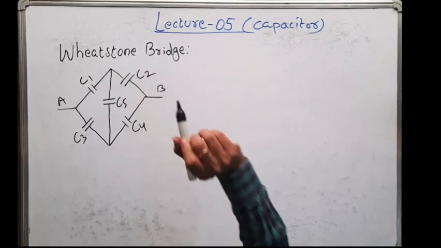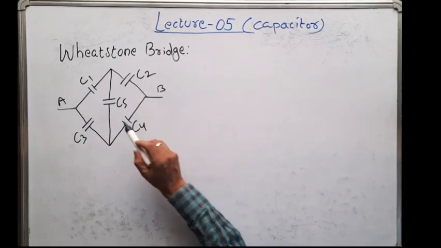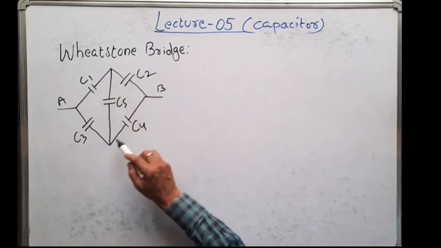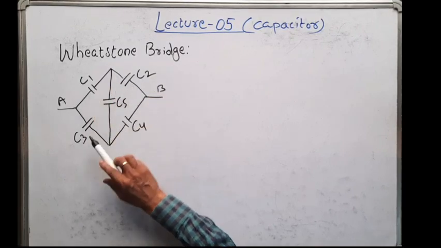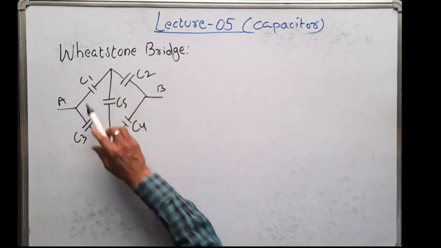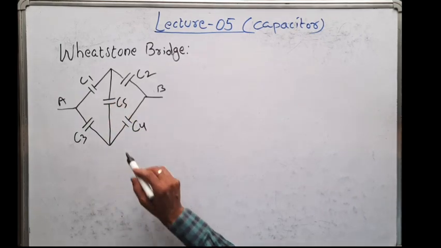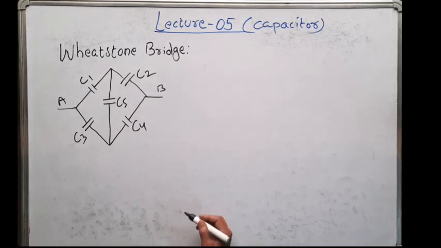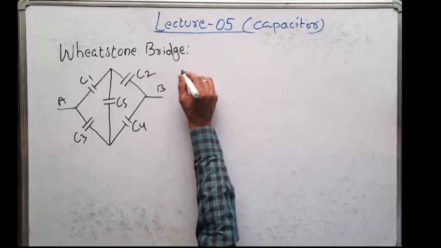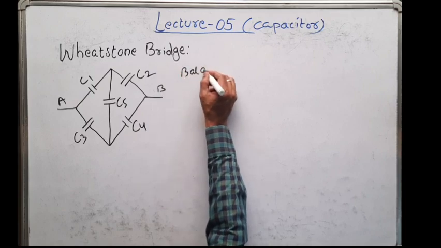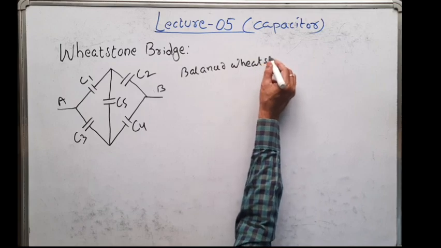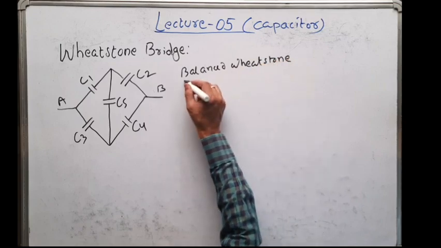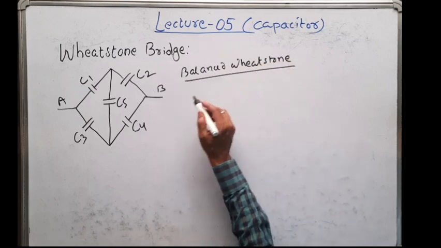Today, we will discuss the Wheatstone bridge. You see, this type of circuit is called a Wheatstone bridge. Here, there are 5 capacitors connected in this way. Under what condition is it called a balanced Wheatstone bridge? What is the condition? For a balanced Wheatstone bridge, what happens?